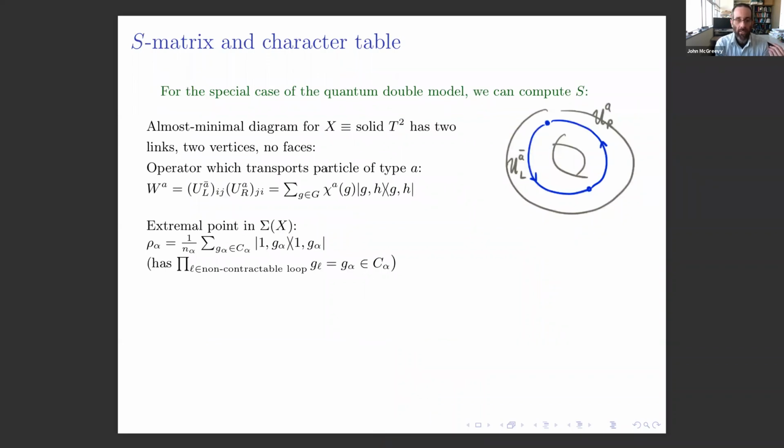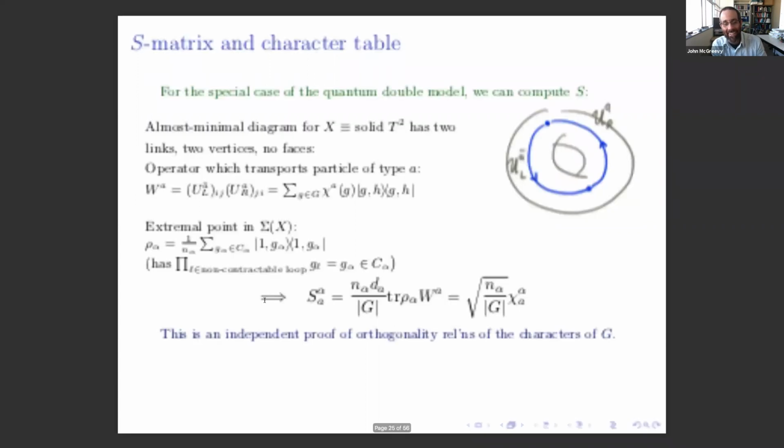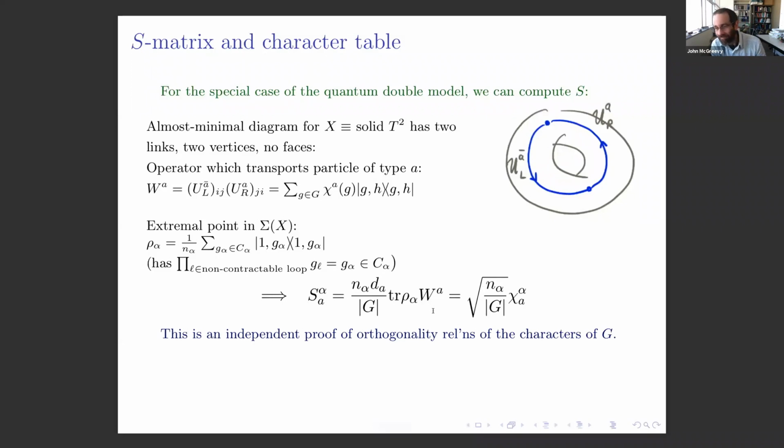So in the quantum double model, as I said, the particle excitations are labeled by an irrep, and the pure flux excitations are labeled by a conjugacy class. So I want you all to think, what is a unitary matrix that's labeled by those two pieces of data? I'm sure many of you can guess what it is. But we can compute what it is using the minimal diagram. Okay, I'm going to give away the answer now. The answer is the character table.